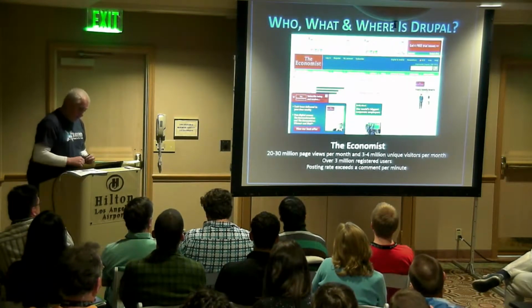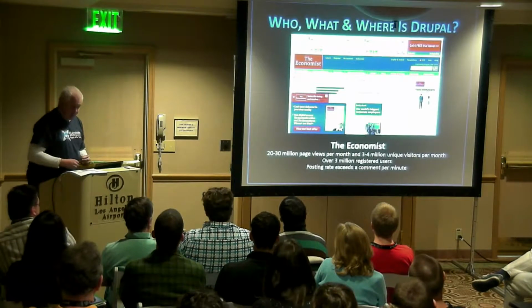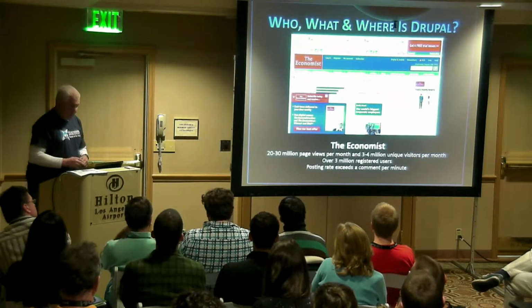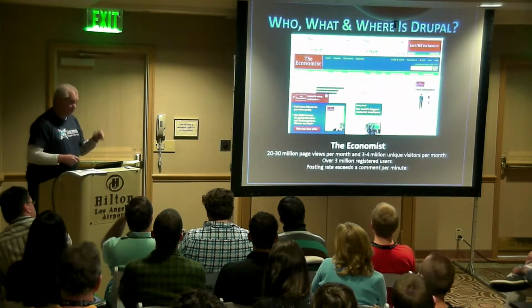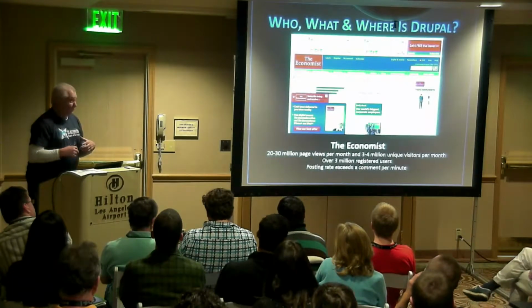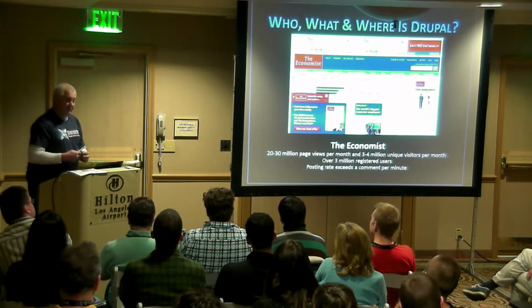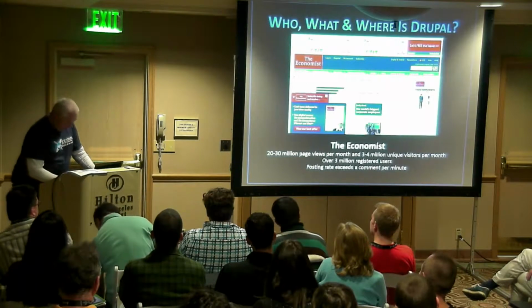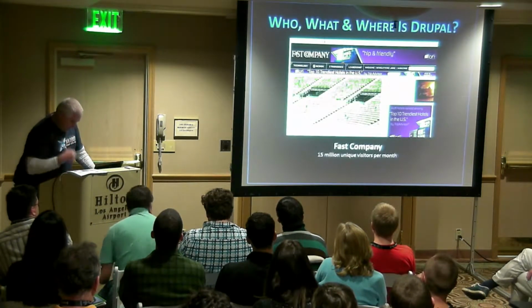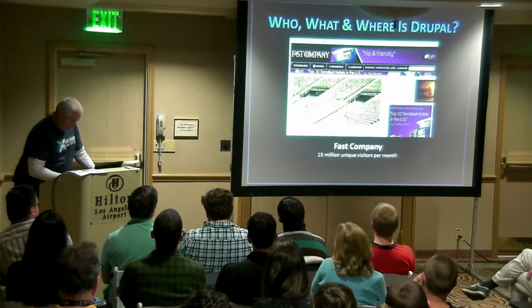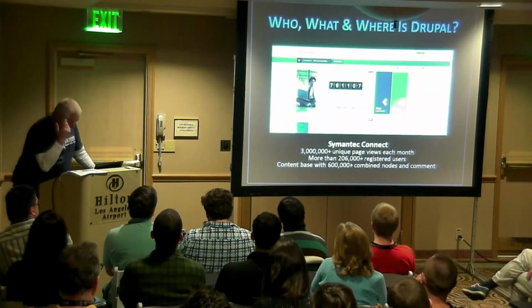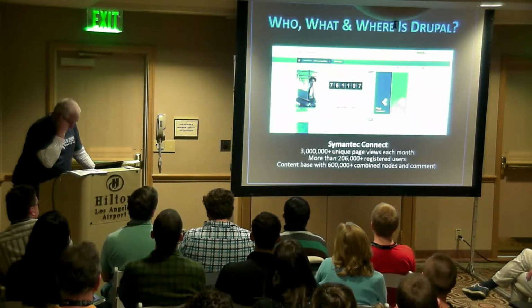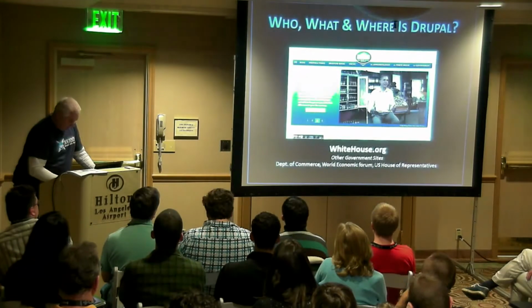TheEconomist.com with 20, 30 million page views a month, 3 or 4 million unique visitors, over 3 million registered users in the site. So if you don't think Drupal scales, you look at sites like this and you know immediately what it can do and what it's capable of. FastCompany.com, one of my favorite ones, 15 million a month. Symantec took it for their developers website, huge numbers of page views again.